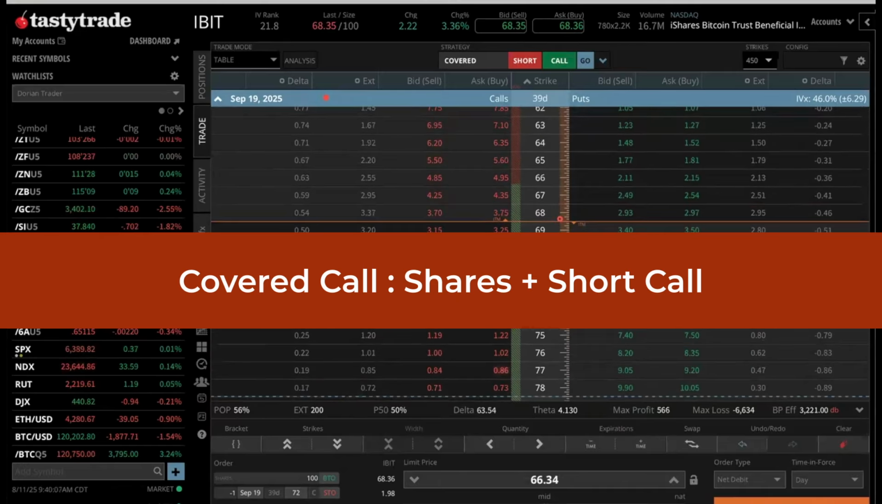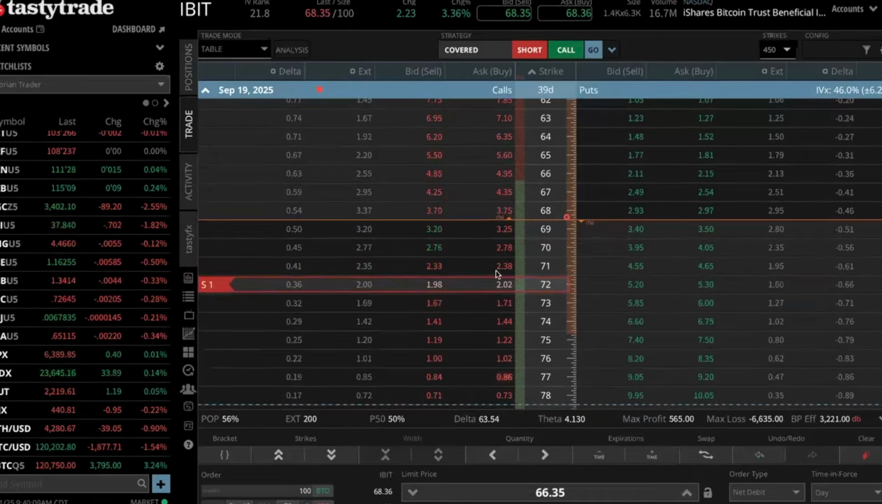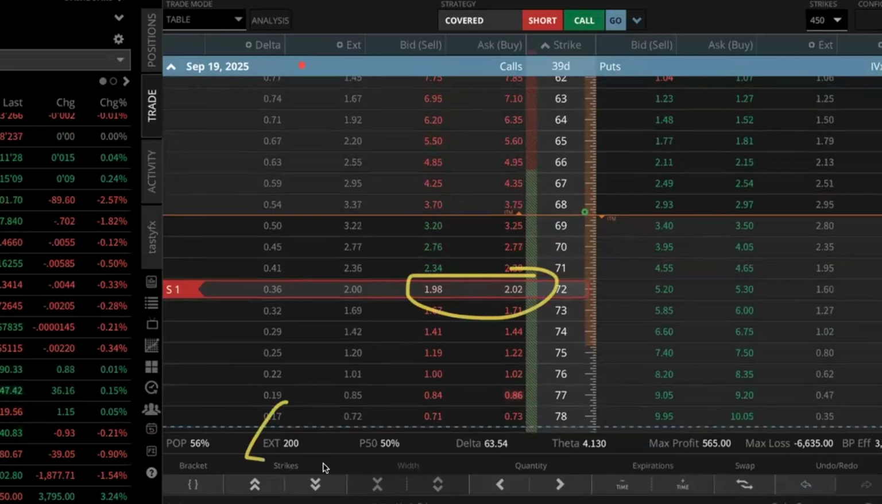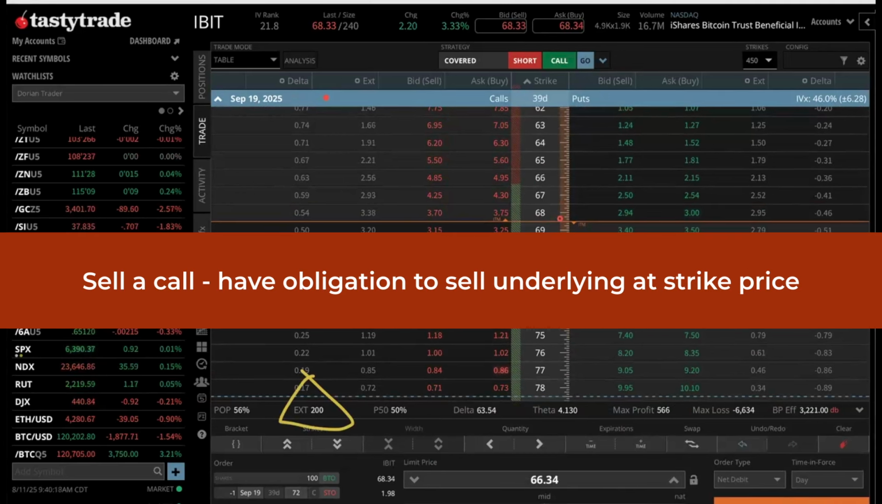And if you did this, you would see that you're collecting about $200 of premium to sell that call if we pick this 72. And when you sell a call, it gives you the obligation to sell shares at the strike price.